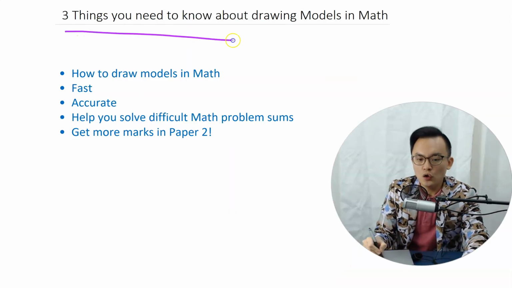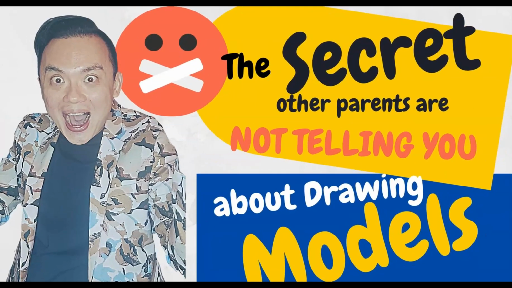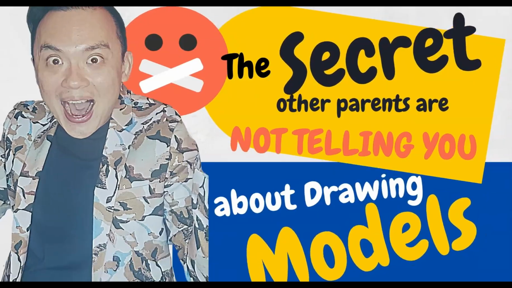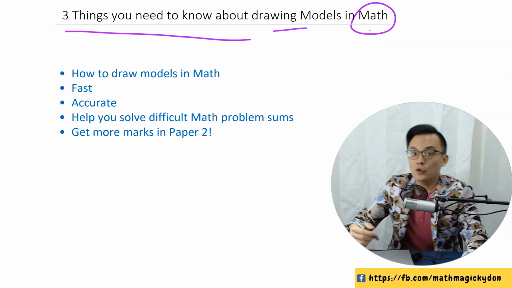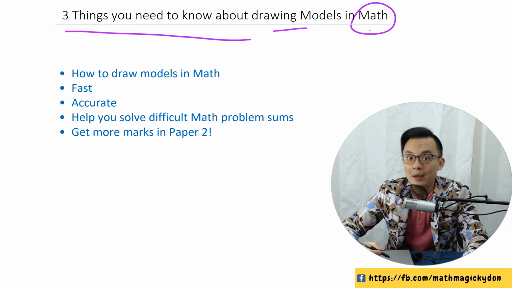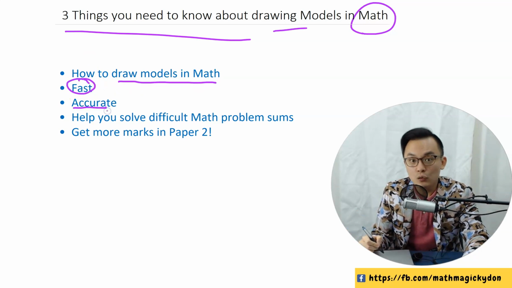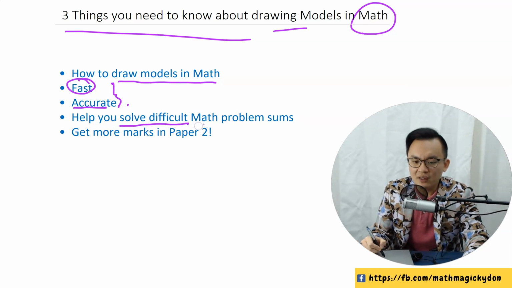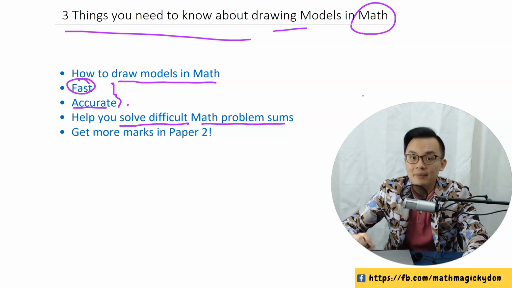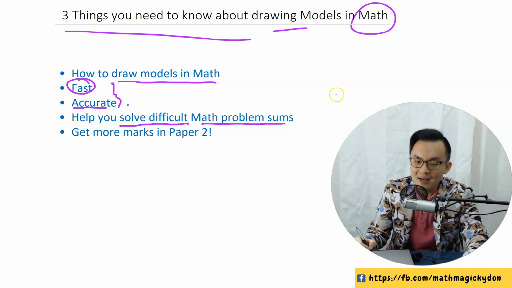Three things you need to know about drawing models in mathematics. This is suitable for you if you're in primary school doing the Singapore MOE math syllabus. I'm going to go through with you how to draw models in mathematics, and draw them fast and accurately. The reason why you want to draw models is also to help you solve difficult math problem sums, because if you can draw models well, it basically reduces your problem sums into something like this.